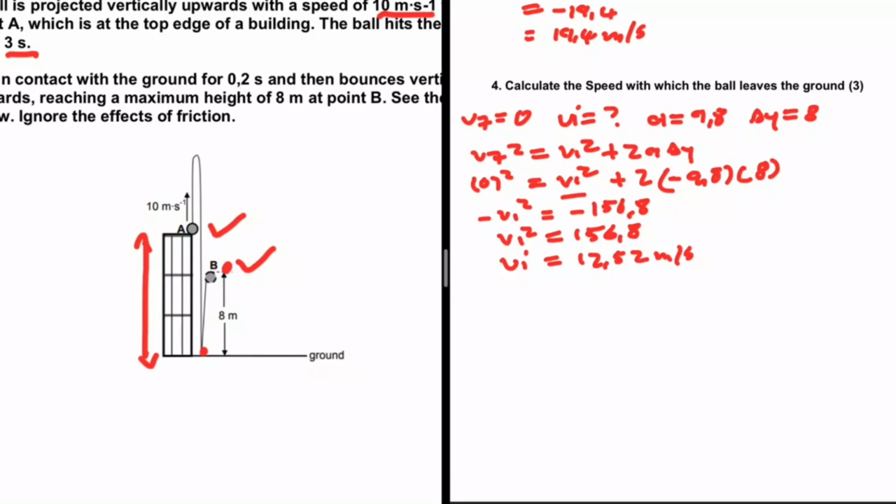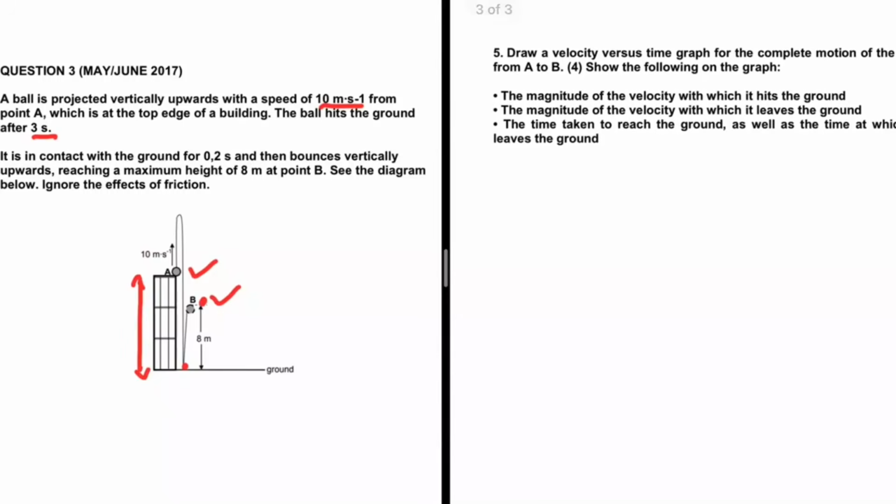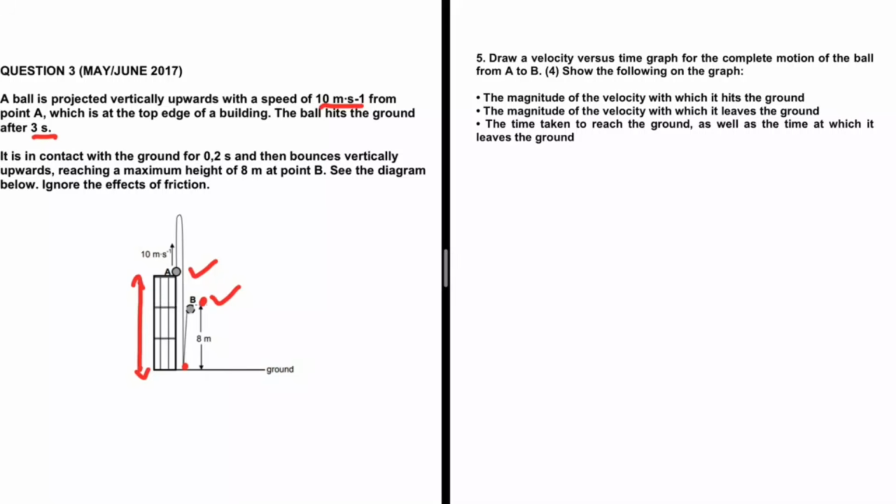Let's move to the last question, question 5. The question we're interested in is the velocity time graph. Let's go ahead and take a look. The question says, draw a velocity time graph for the complete motion of the ball from A to B. Show the following on the graph: the magnitude of the velocity with which it hits the ground, the magnitude of the velocity with which it leaves the ground, and the time taken to reach the ground, as well as the time at which it leaves the ground. Okay, right, let's go ahead and see how we can possibly do that.